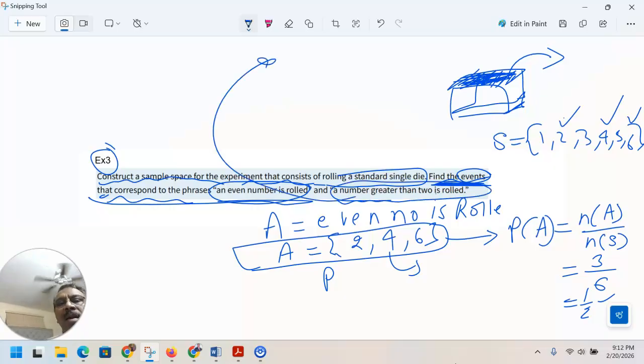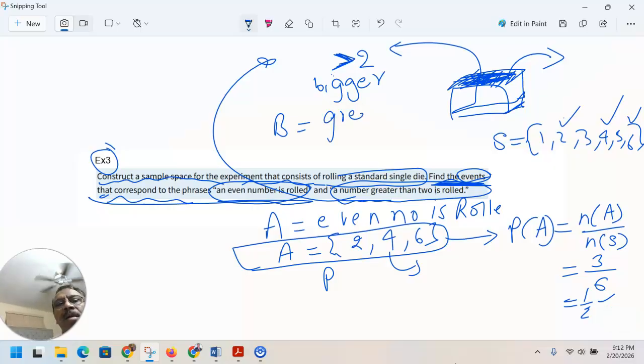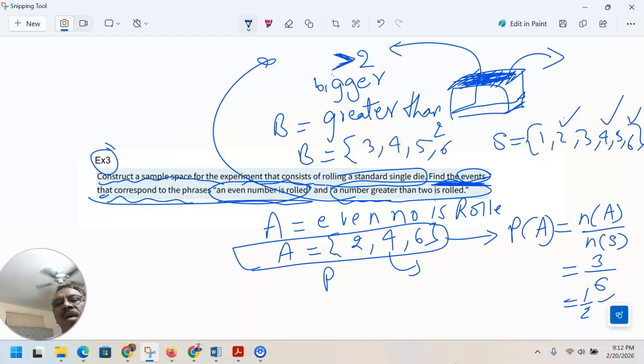The second one says the number greater than 2. So whatever shows up should be greater than 2. This sign means bigger than 2. That's all it means. The numbers which are bigger than 2 are 3, 4, 5, 6. So if I write B as the event that the number is greater than 2, then B has favorable outcomes 3, 4, 5, and 6. So there are four options.